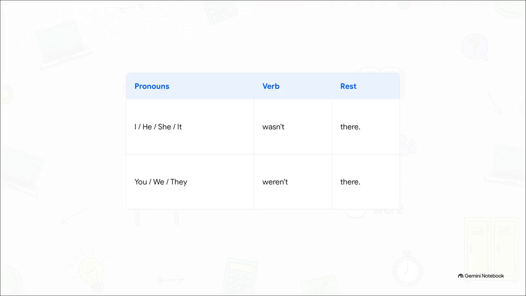If we go back to our filing cabinet analogy, you'll see that absolutely nothing about the underlying structure has changed. That binary split of the pronouns is still exactly the same. The only difference, now we've swapped out those positive verbs for our shiny new, highly efficient, contracted negative verbs. I wasn't there. They weren't there. The whole architecture of the sentence holds totally firm.